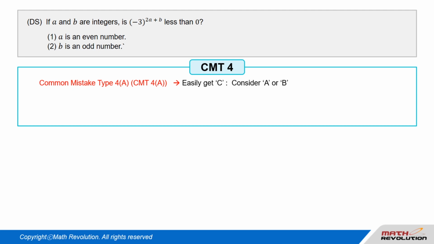So, be careful when answering key questions, which deal with integers, statistics, probability, inequality, and absolute value. If you do not apply the CMTs along with the variable approach, you are likely to fall into a trap and go wrong.